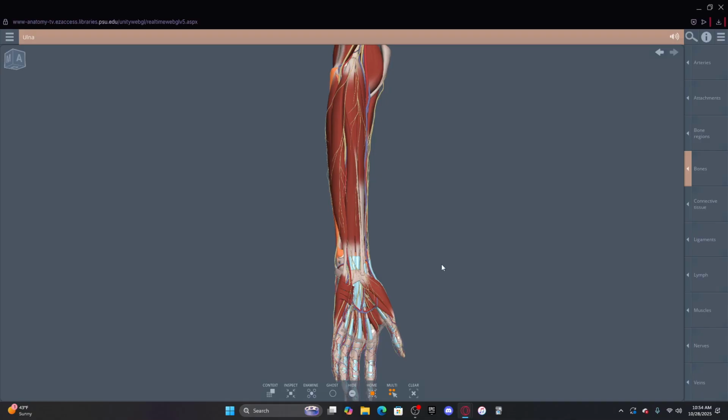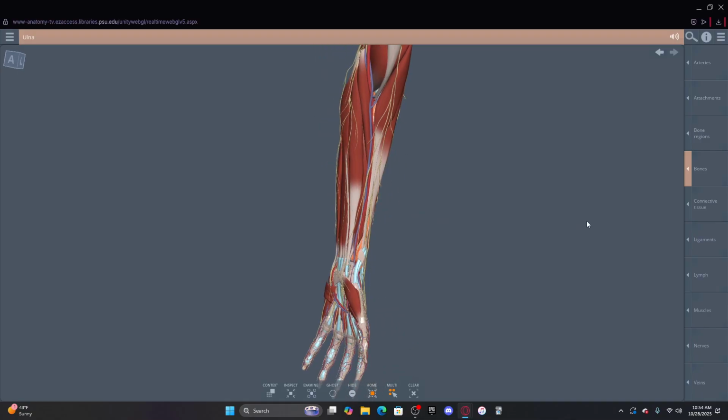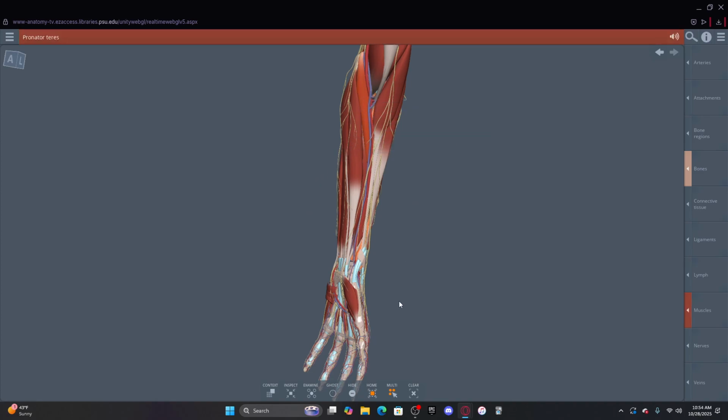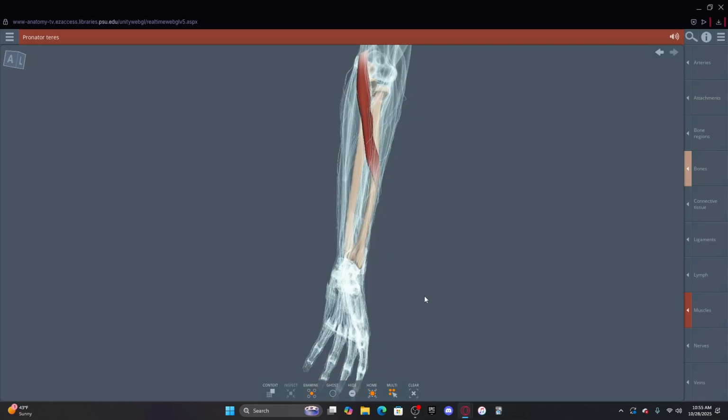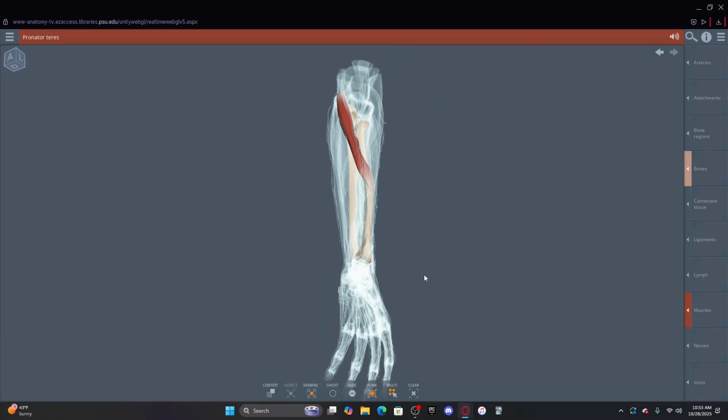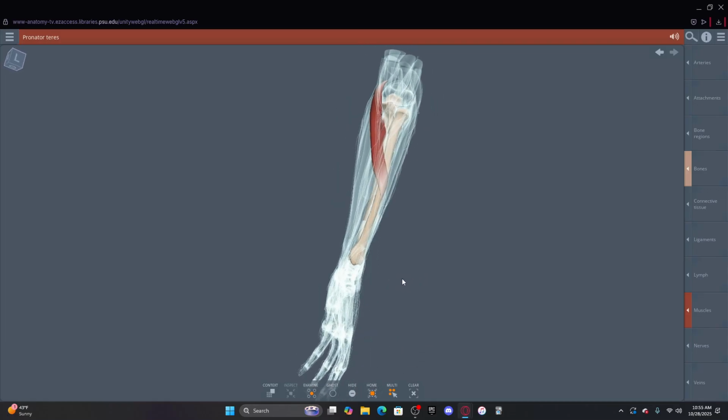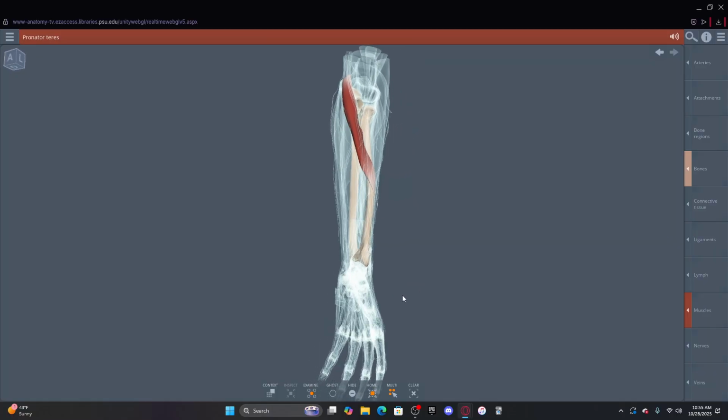Okay, we're going to start off with pronator teres, right? Like I said, this structure here is pronator teres. Pronator teres goes from the humerus and ulna to the radius, right? If I examine it, it goes from the humerus and the ulna to the radius. So you can see it going from the humerus to the ulna and then to the radius. Pronator teres is responsible for pronation, right?